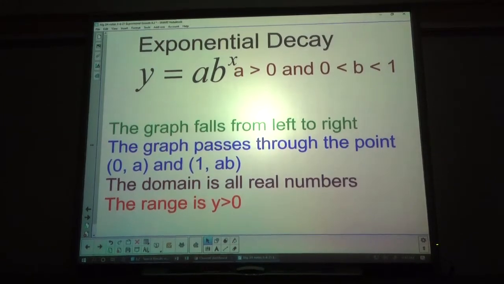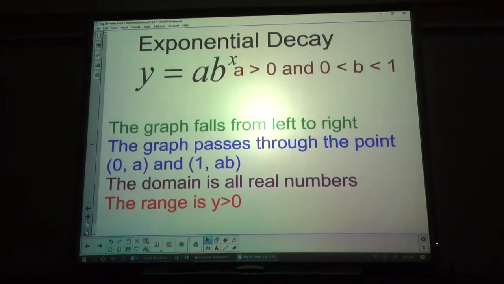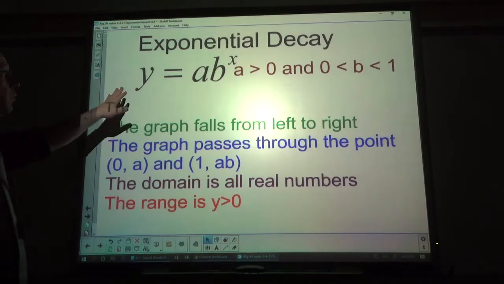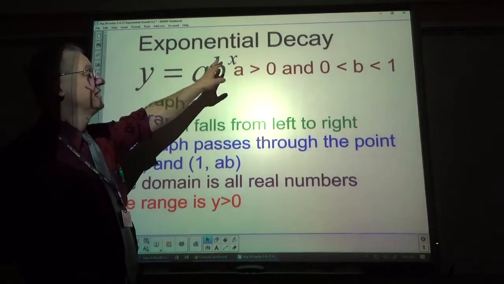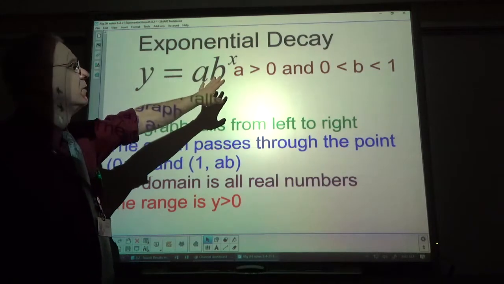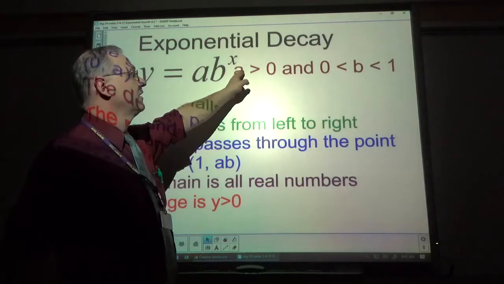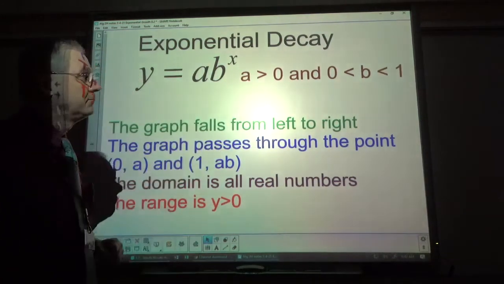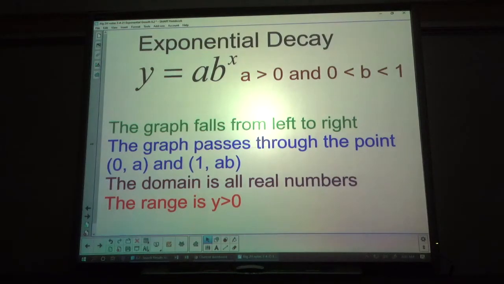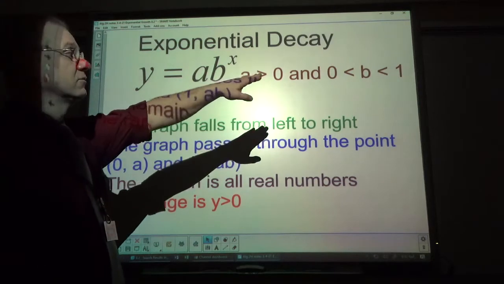Welcome. In a previous lesson, we worked with exponential functions that were exponential growth. Well, today we're going to be working with exponential decay. One of the big things is y equals a times b to the x is the form. A has to be greater than 0 and b has to be a proper positive fraction. So between 0 and 1.